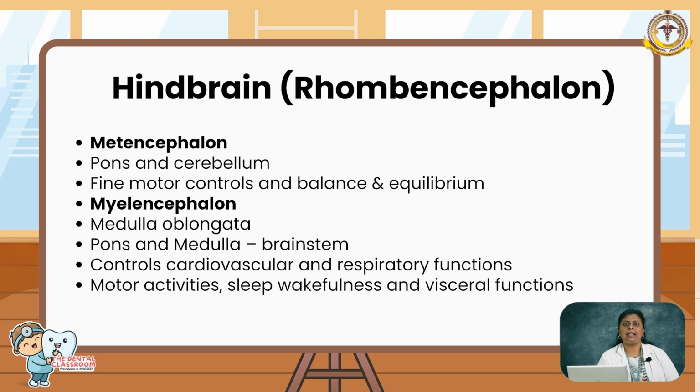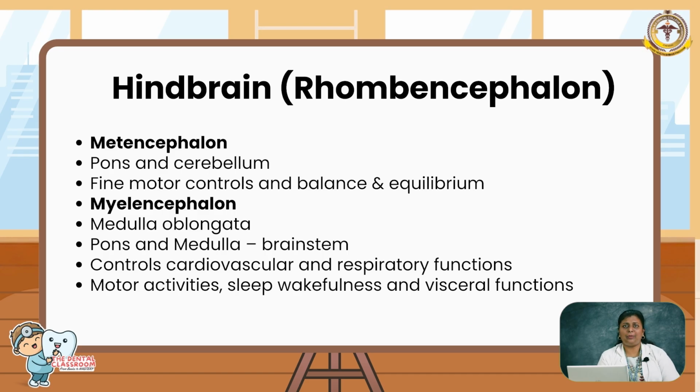Then the myelencephalon is mainly about the medulla, that is medulla oblongata. This pons and medulla together are called the brainstem. So the brainstem is the main center for all your cardiovascular and respiratory functions. So your motor activity, sleep wakefulness and visceral functions are controlled by the brainstem. So what are the functions of this brainstem? As I told, all the nuclei for respiration and cardiovascular system are located here. It controls the respiratory function, it controls the cardiovascular function, it controls blood vessels, and the cerebellum controls the posture and equilibrium balance. So that is about the brainstem functions.